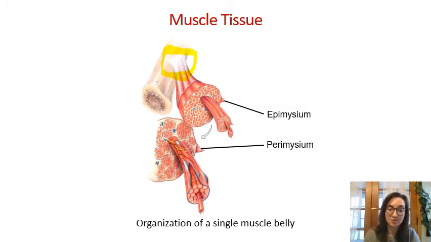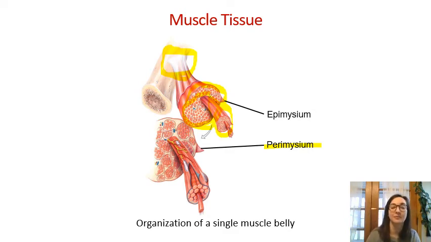If we zoom into that a little bit further, we can see that inside this entire muscle, there are these bundles of muscle cells, which are called fascicles. Each fascicle is going to be surrounded by another layer of tissue, and that's the perimysium. So perimysium surrounds fascicles. Fascicles get bound together in a muscle, and then that's surrounded by epimysium.